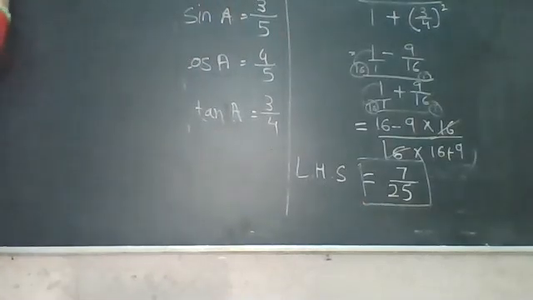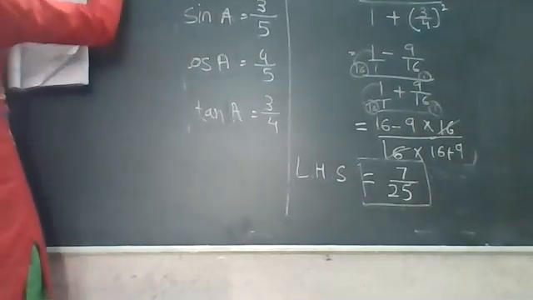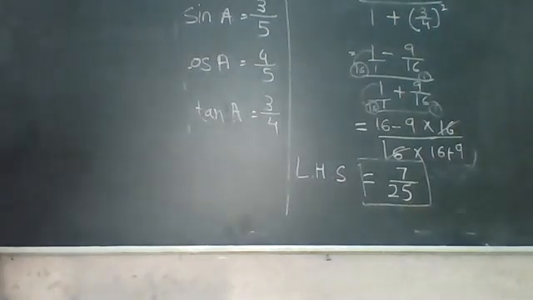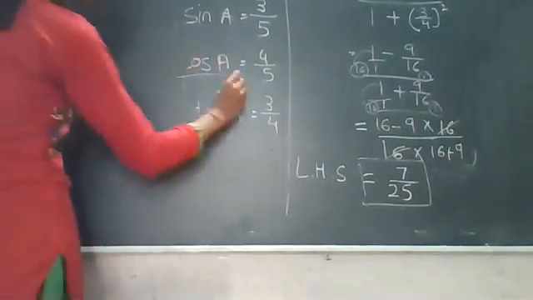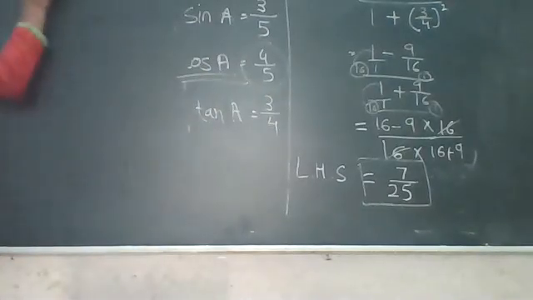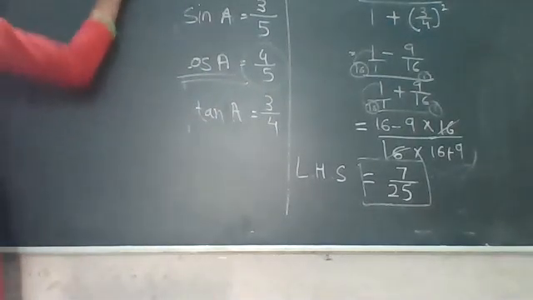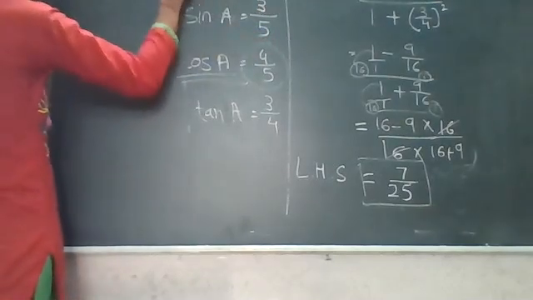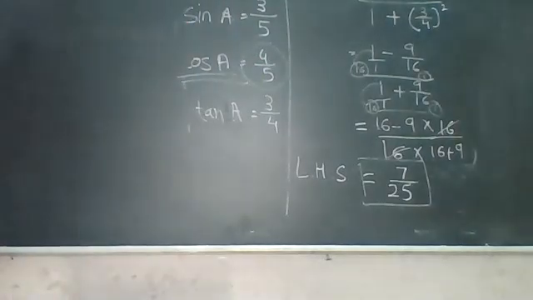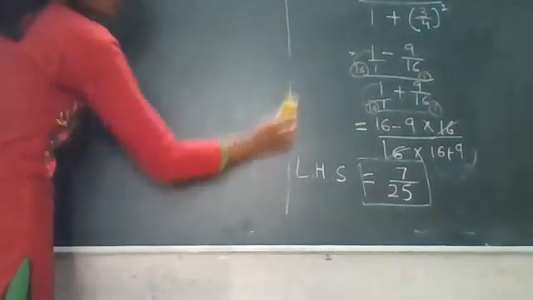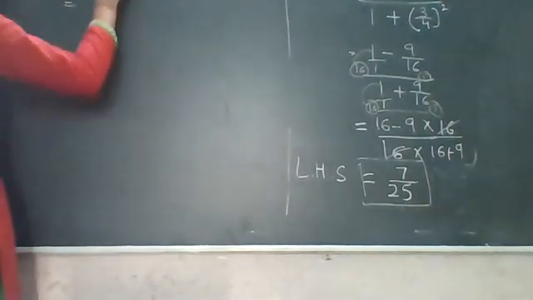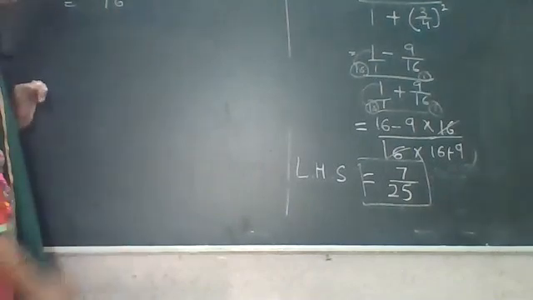So now we are finding the value of RHS, that is equal to cos square A minus sin square A. Because the value of cos A is equal to 4 upon 5, we can write 4 upon 5 whole square minus sin A is equal to 3 upon 5, so it becomes 3 upon 5 whole square. Now we don't need this, so we are going to erase it. So now simplify. 4 square is equal to 16.